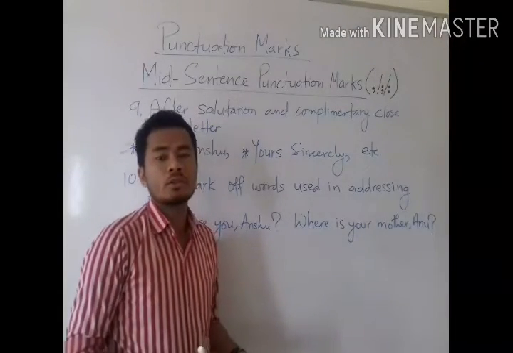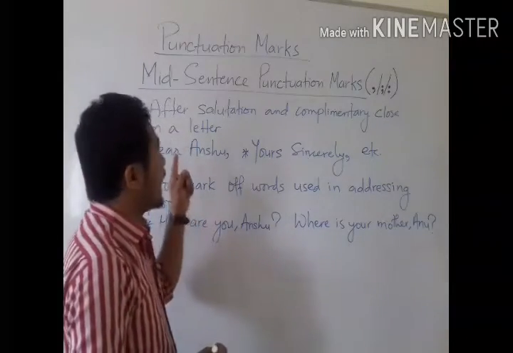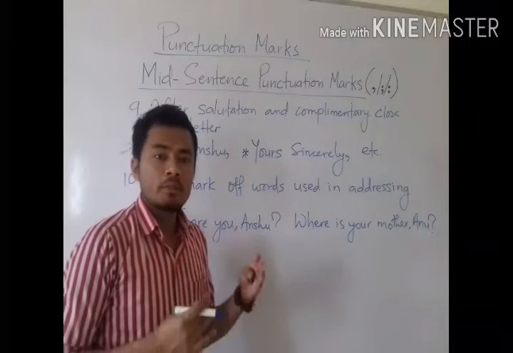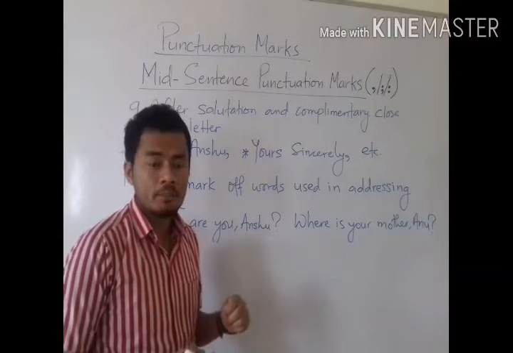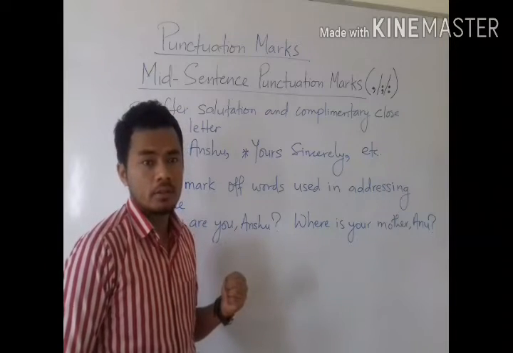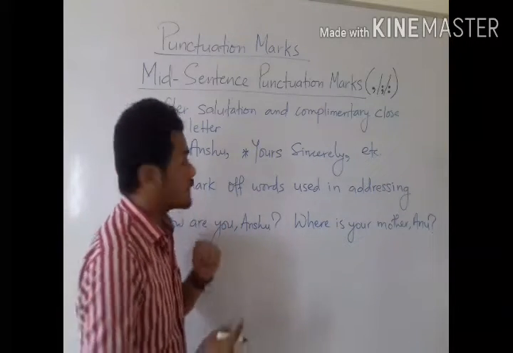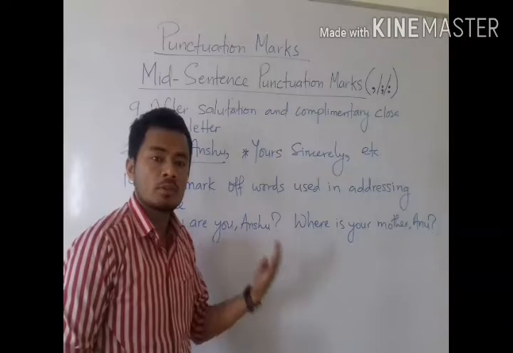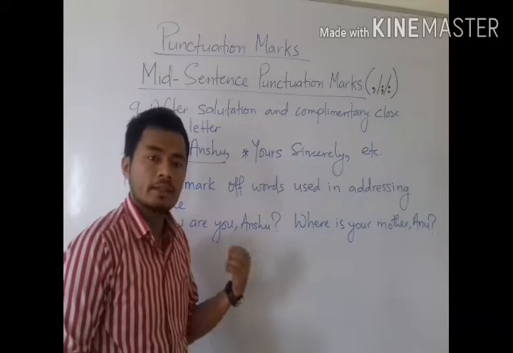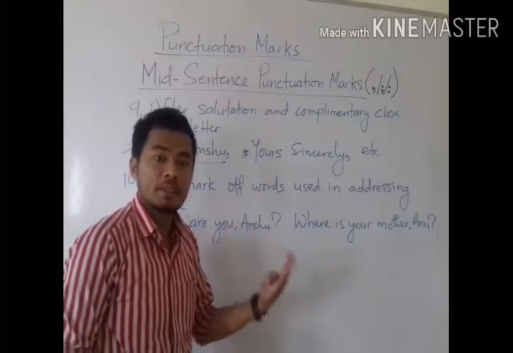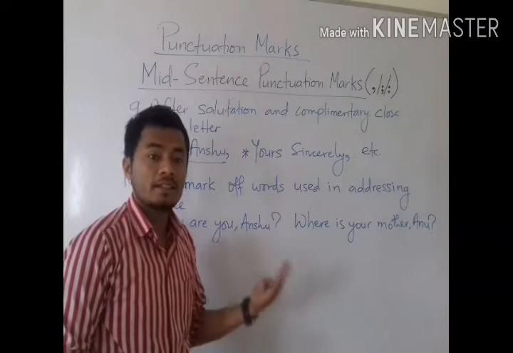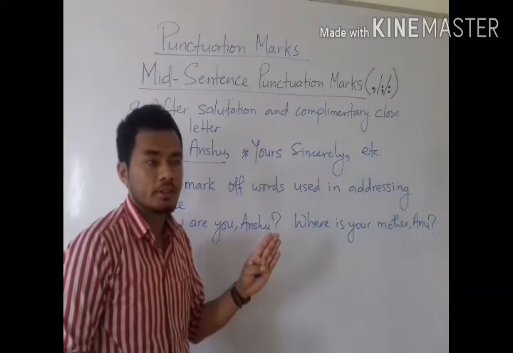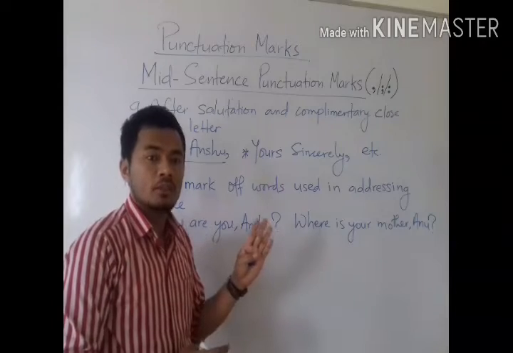Now another condition to use comma in sentences is after salutation and complementary clause in a letter. Whenever we write a letter, before we start writing the body of the letter, we write salutation. Okay, so salutation always starts with dear. After dear, we write someone's name to whom we are writing the letter, right? Like dear father, dear mother, dear Anshu, dear uncle. So after that salutation, after the name of that person, and before the body of the letter we put comma.